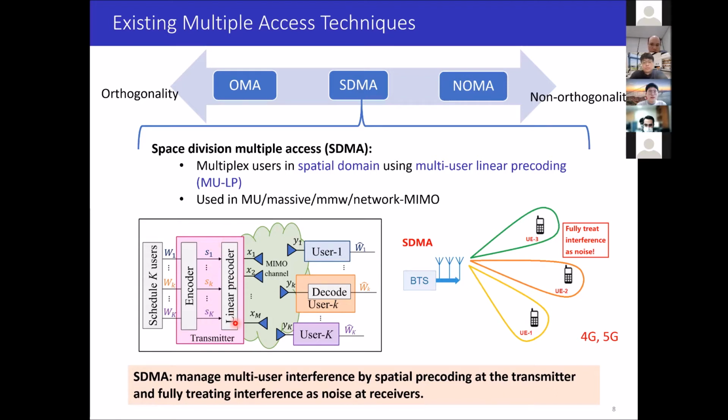You precode them, you transmit over the air, and then each of those users will decode his own stream by treating any residual interference as noise. So the important bit, and I will come back to this later on, is really fully treating interference as noise. So that's the important bit here.